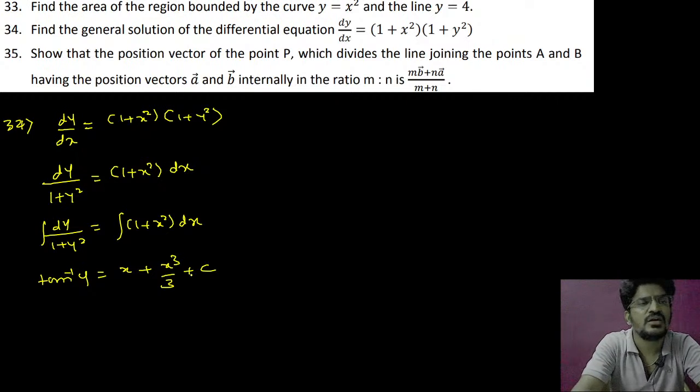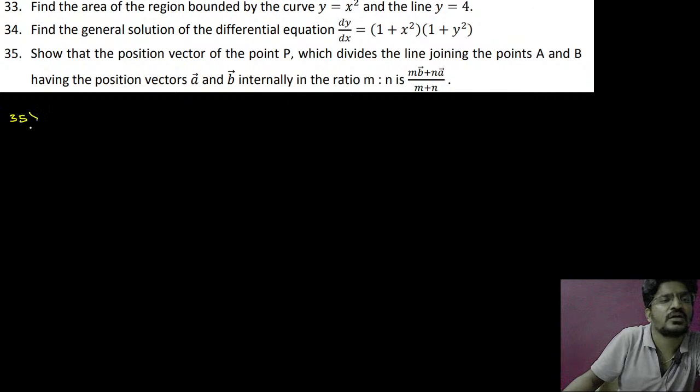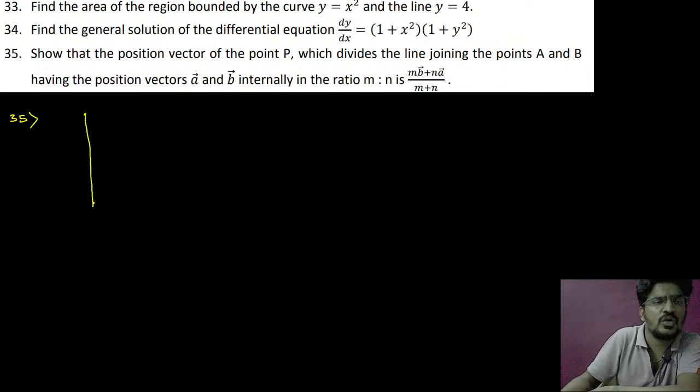Okay, now let us go for problem number 35. Show that the position vector of the point P which divides the line joining 2 points A and B in the ratio m is to n is m vector B plus n vector A divided by m plus n.